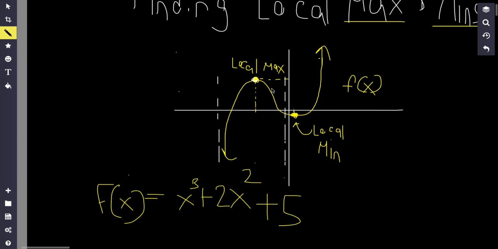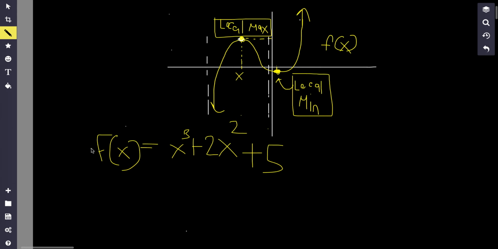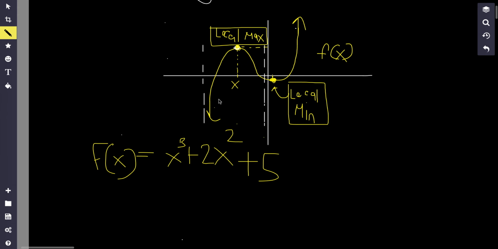All right, now here's the important thing. If I wanted to find possible locations of a local maximum point or a local minimum point, let's say I'm given a problem where I have to find at which x values my local maximum point and my local minimum points are located. Let me just show you what to do. Let's say I have a function f of x equal to x to the third power plus 2x squared plus 5, and I'm asked to find at which x values I have either a local maximum point or a local minimum point.